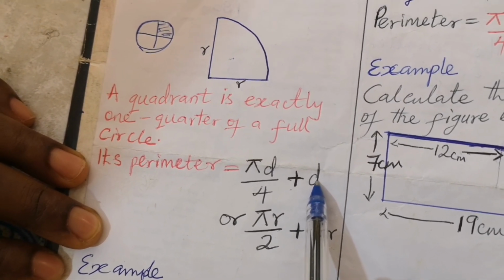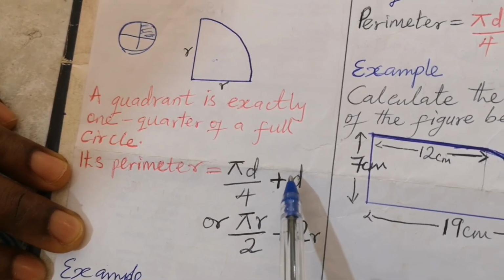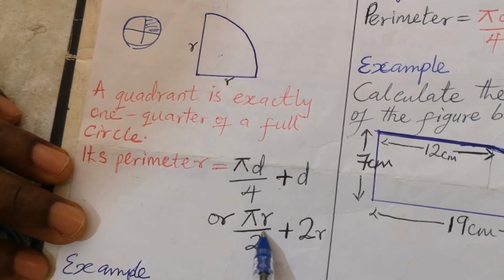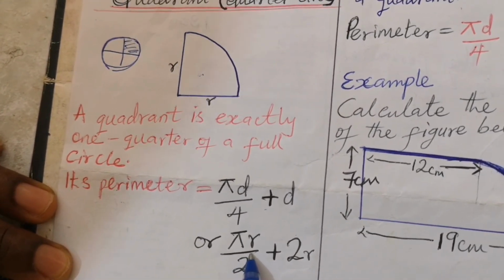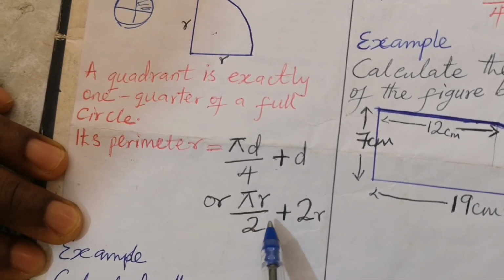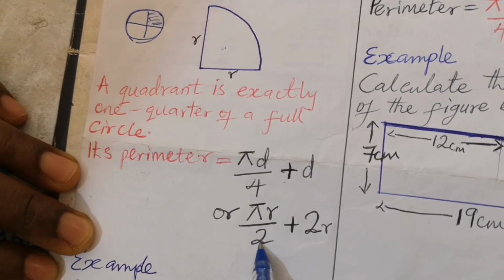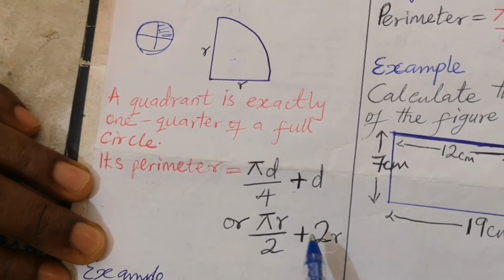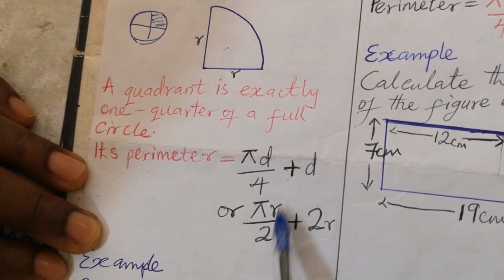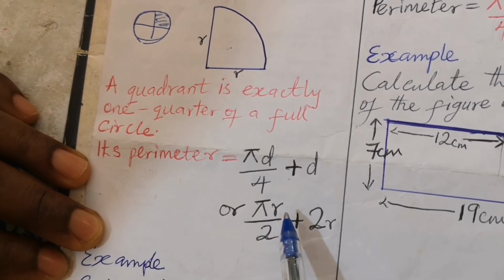And if you don't have diameter, maybe in the example or in the problem you have radius, then you will now use this formula. So another formula you can use to calculate the perimeter of a quadrant is pi r all over 2 plus 2r. Pi r all over 2 plus 2r. So you have to memorize these two formulas for calculating the perimeter of a quadrant.